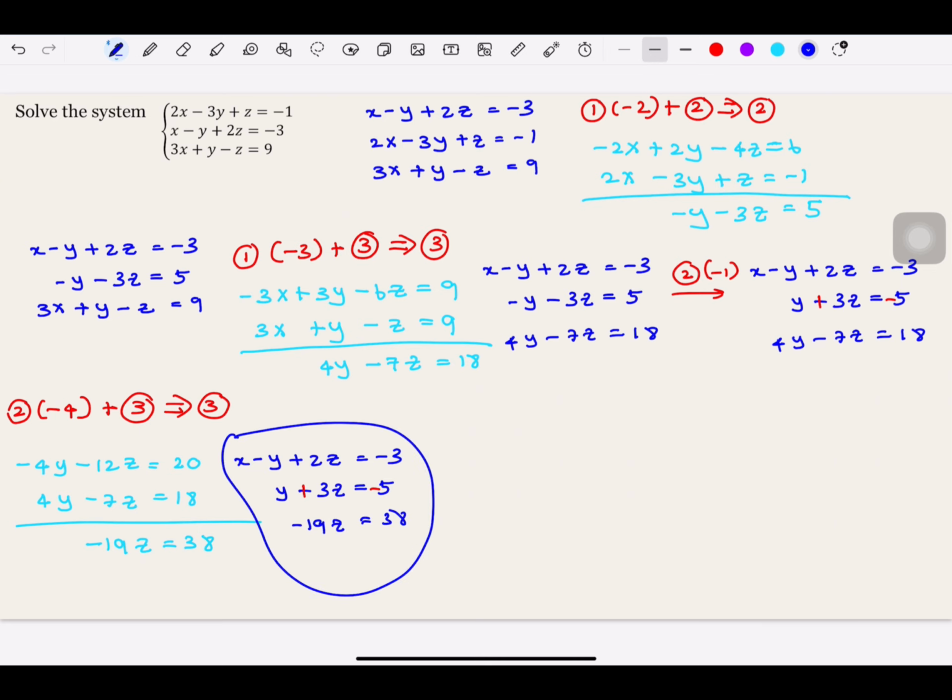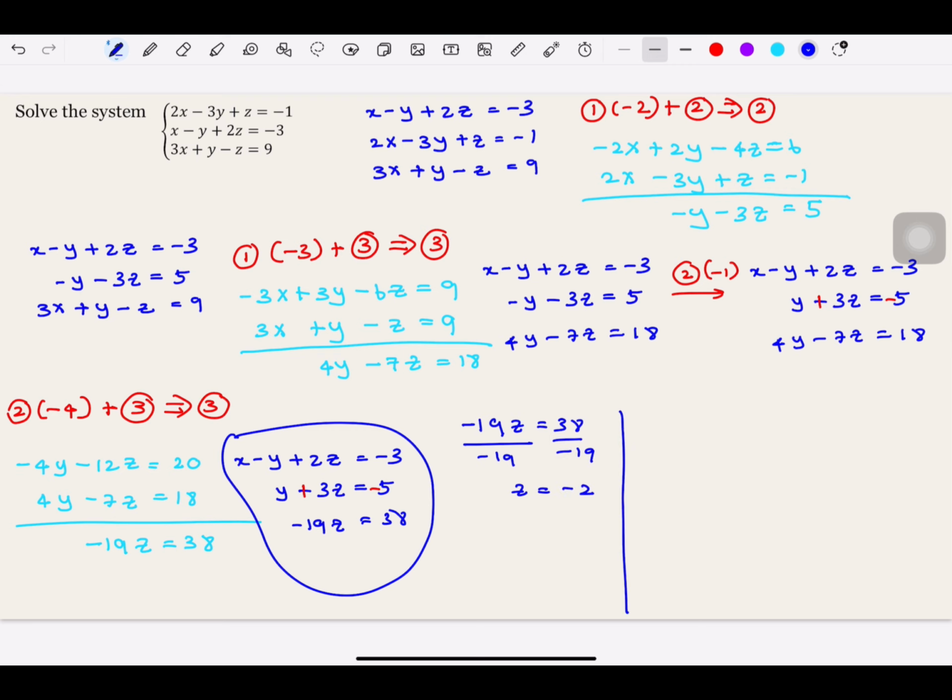So now this is in triangular form. It's because in the third equation we have only the z variable, and over here we have only two variables, and in the first we have the three variables. So now we can solve this very quickly. Let's take the third equation. The third equation says 19z equals 38. To isolate z on one side, I'm going to divide both sides by 19. Then you'll get z equals negative 2.